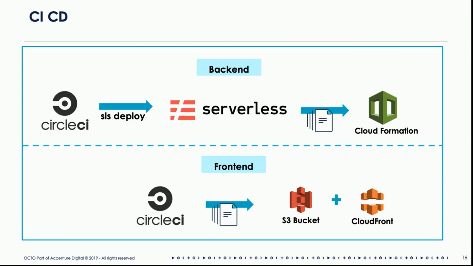And under the hood, Serverless Framework would take care of deploying all of your code and provisioning all the infrastructure by creating a CloudFormation template. So that was the backend. And for the front end, we had the same CircleCI, which will package your code, deploy it on an S3 bucket as a static S3 website, and invalidate the previous CloudFront distribution and create a new one.